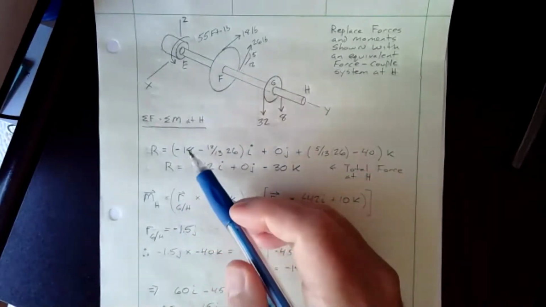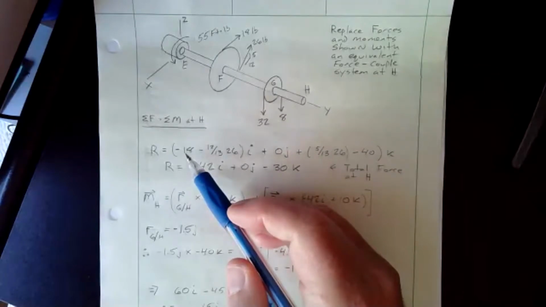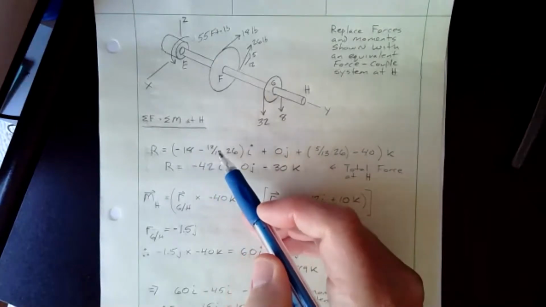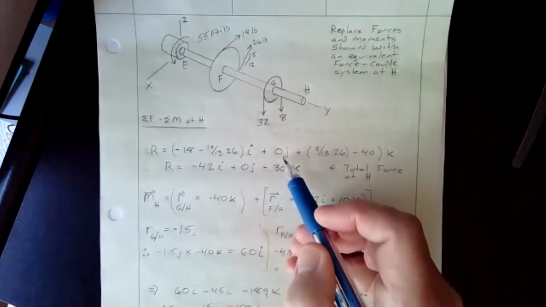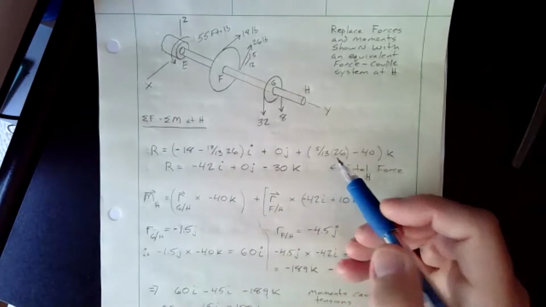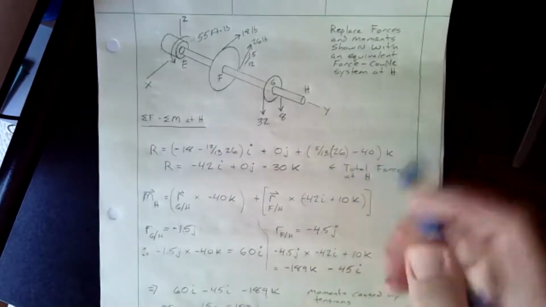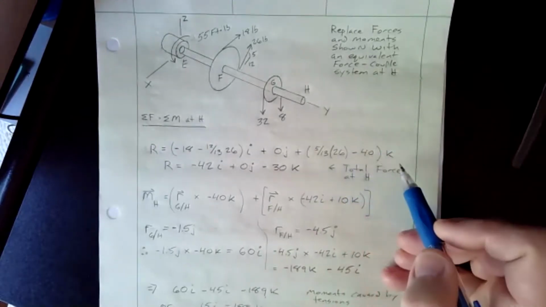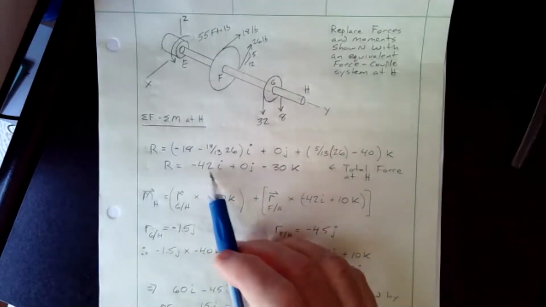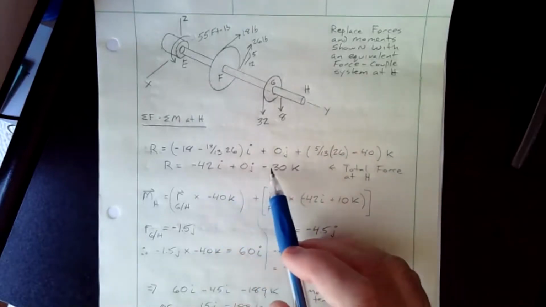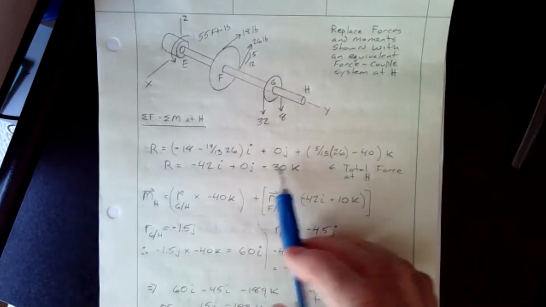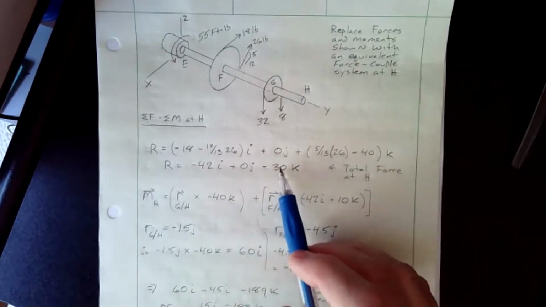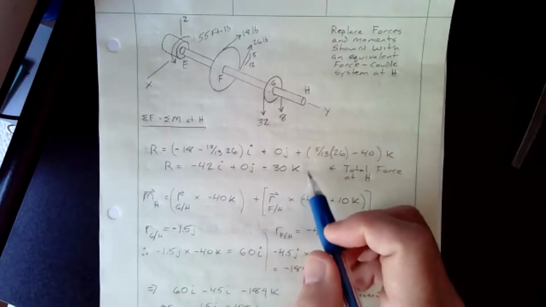So I wrote it out here. I have negative 18, minus 12/13 of 26 in the I, plus 0J, plus 5/13 times 26 minus 40K. And so that works out to be negative 42I plus 0J minus 30K. That's your total force, that's all that's acting on it. Most of you got this, and it was worth a small part of the problem because it's pretty easy.